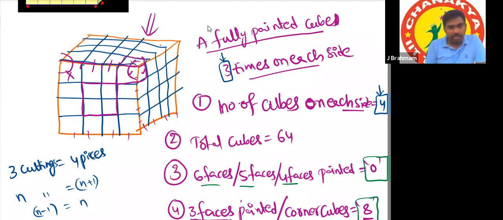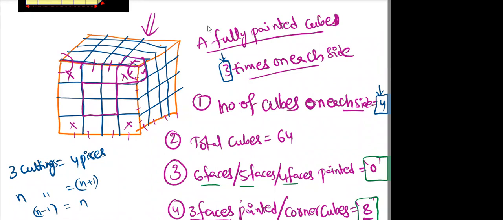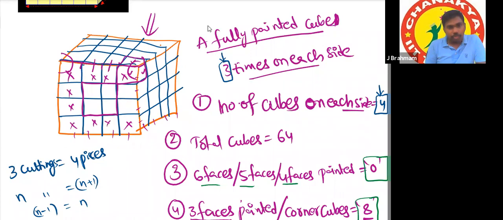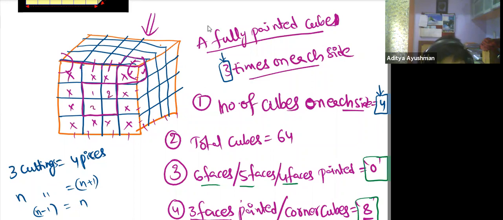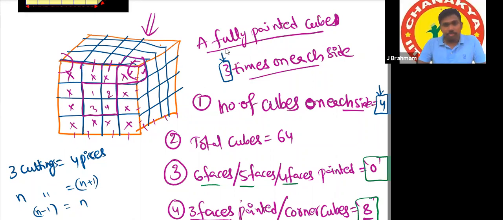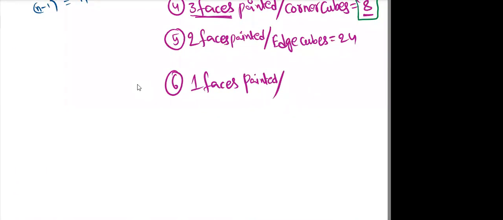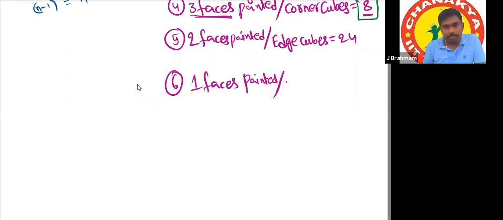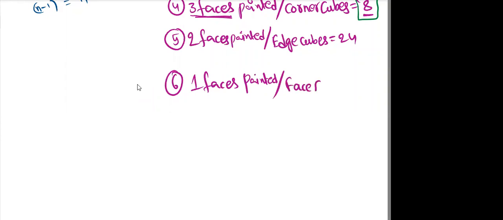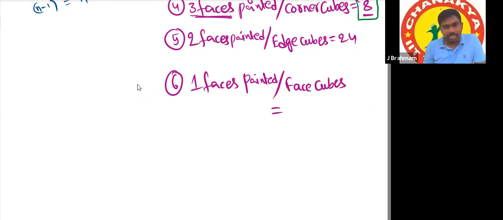So if we consider these 4, they are already painted on 3 sides. If we consider these, they are painted on 2 sides, and the remaining are painted only on one face. 1, 2, 3, 4. These 4. And how many cubes will be there on each face? 4 on each face. So 6 faces, 4 into 6 is equal to 24. Yes, correct. So 4 cubes on each face. There are 6 faces total. 6 fours are 24.